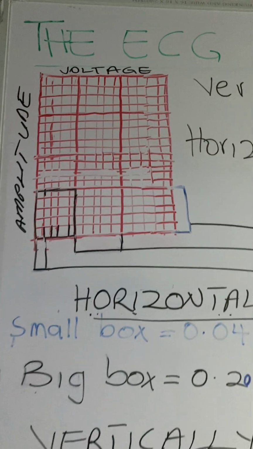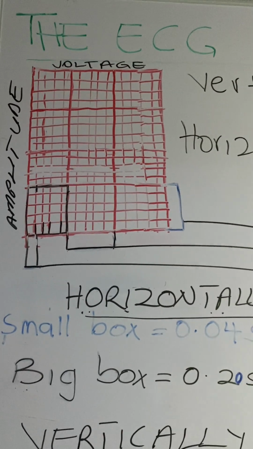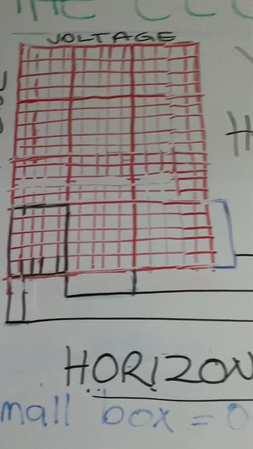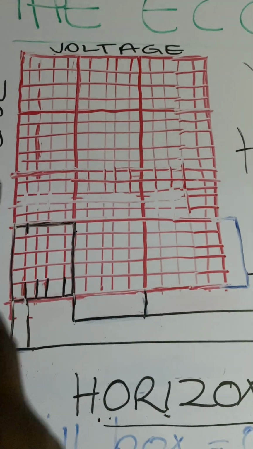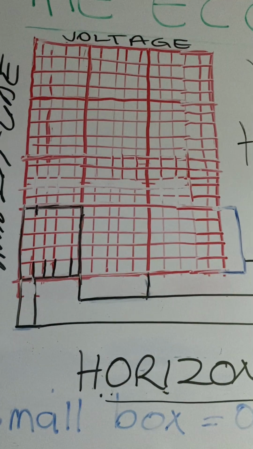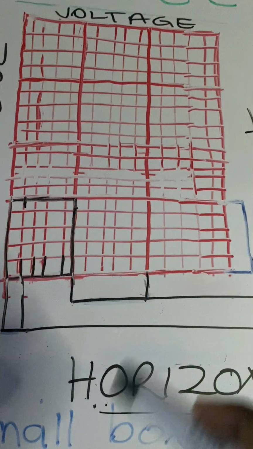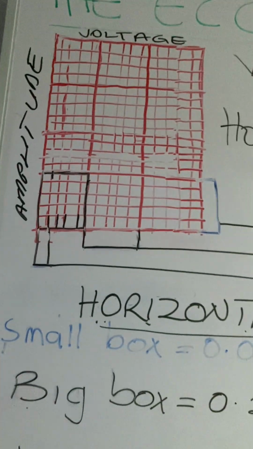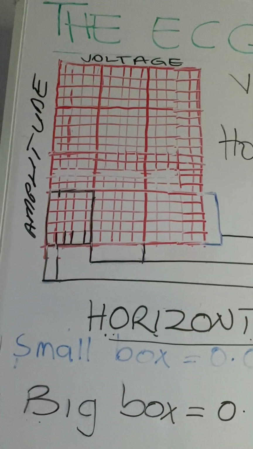Alright guys, let's start with the ECG paper. Okay, I'm sure you might have seen an ECG paper that looks like this, lines crossing each other both vertically and horizontally. It looks just like a graph. If you know what a graph is, this looks exactly like the graph.